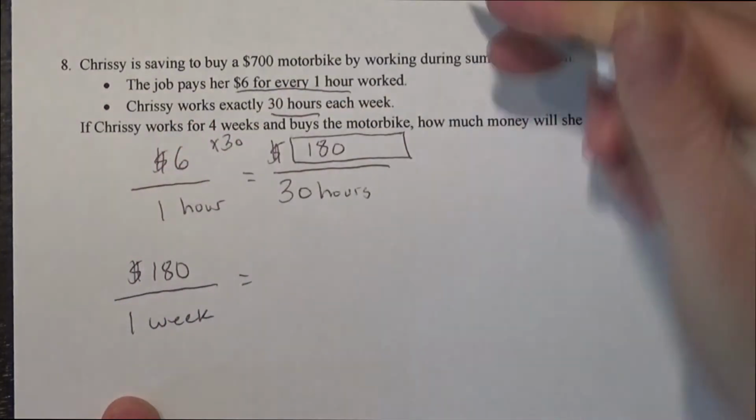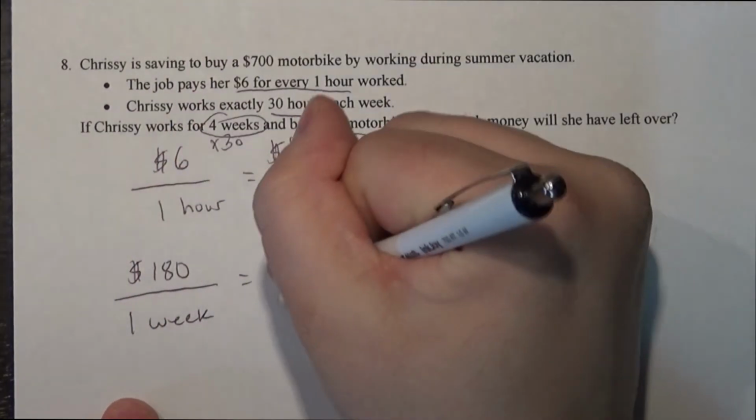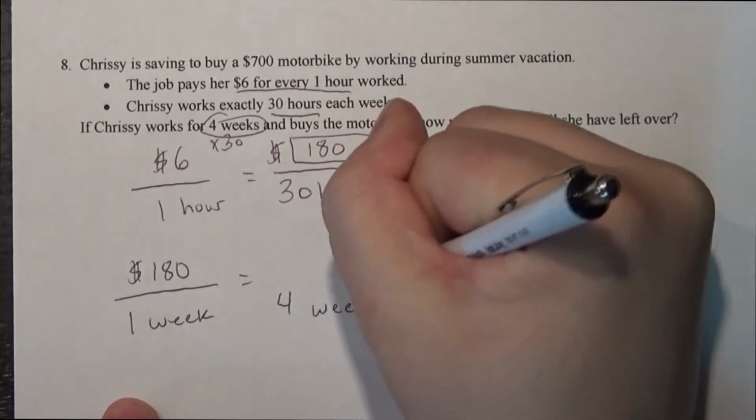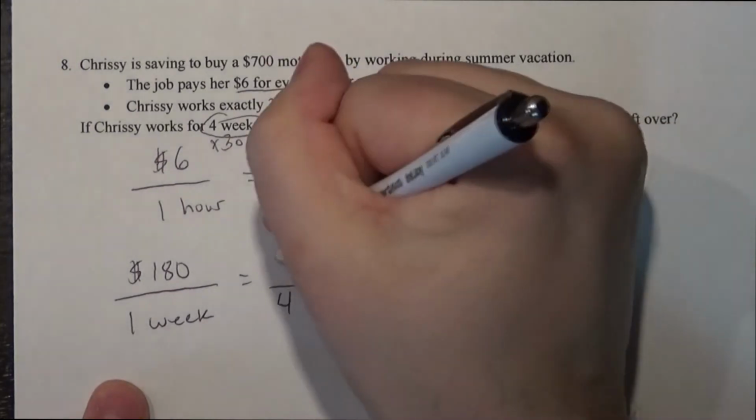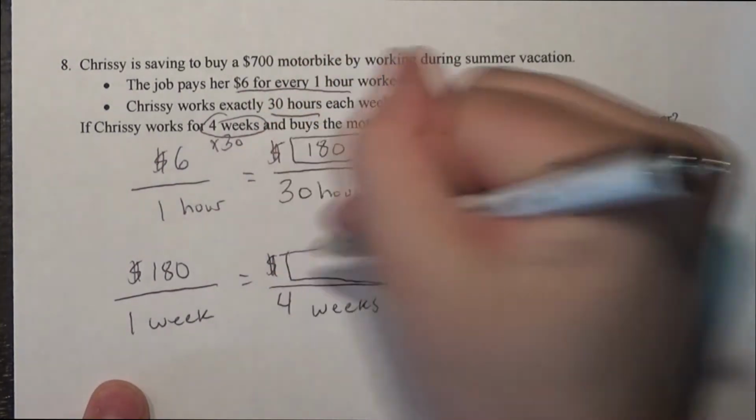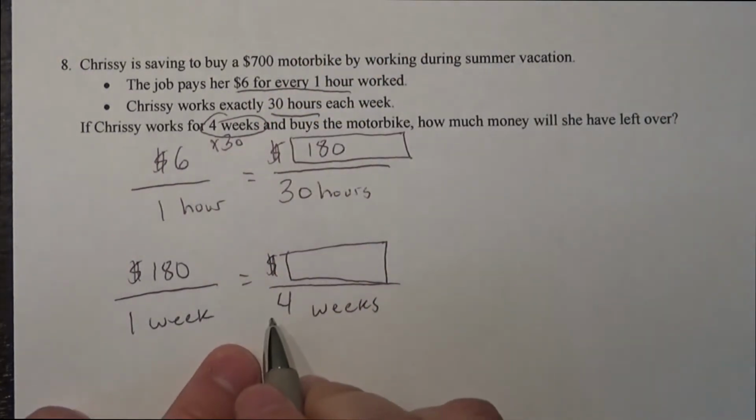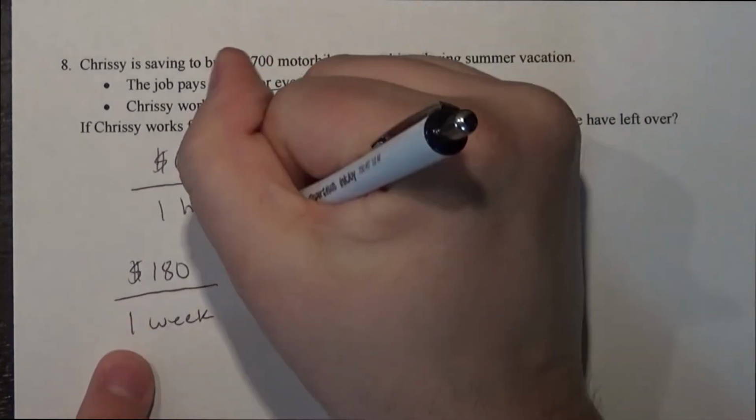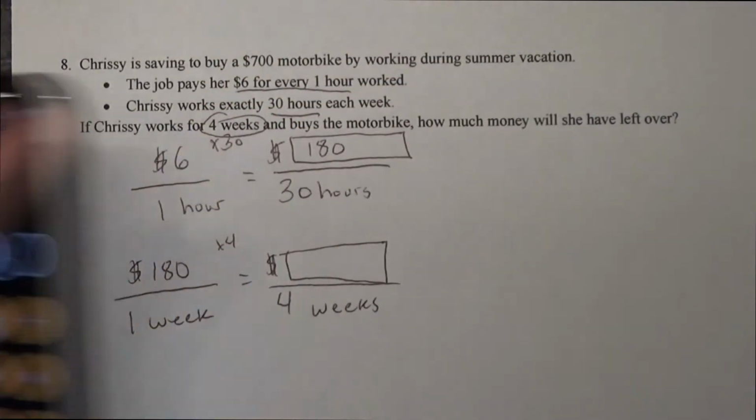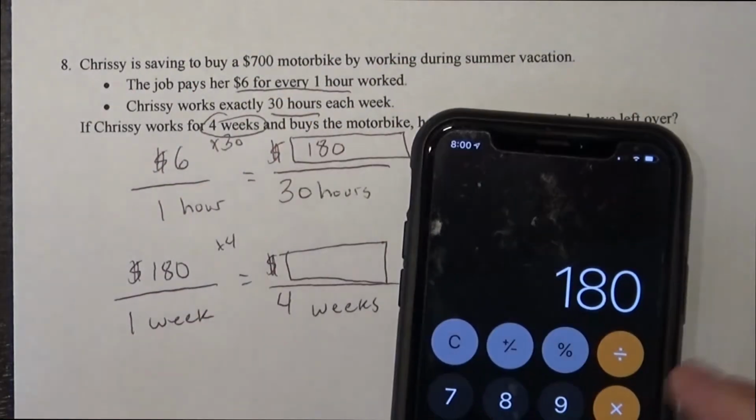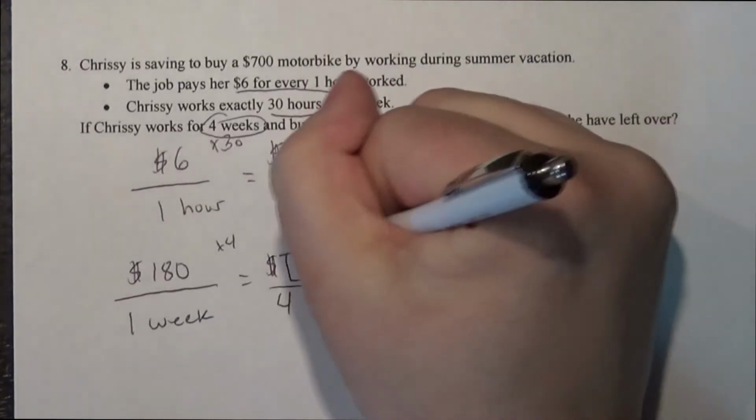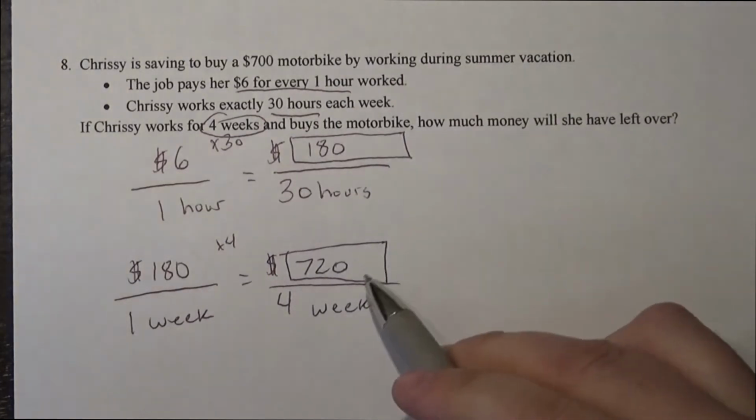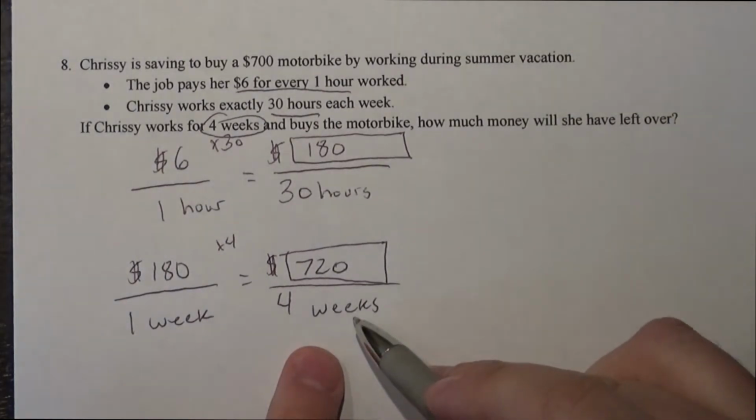Okay? And she works for 4 weeks. So I can figure out pretty easily here with my ratios how much she's going to make in 4 weeks. So let me think about how I could do this. 1 times 4 equals 4. So 180 times 4. And here I can do my math on my calculator again. So just times 4, that's $720. So in 4 weeks, she's going to make $720.